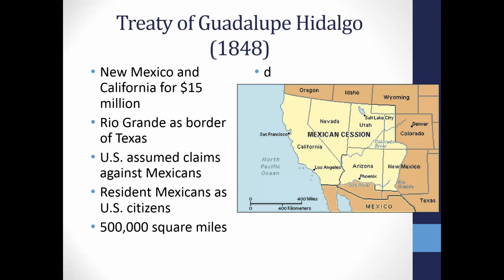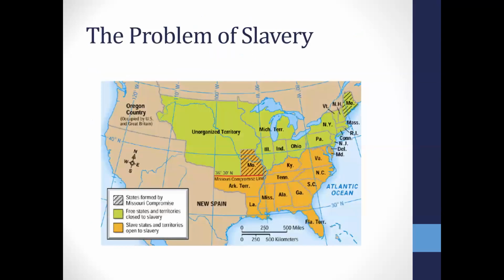And the U.S. is going to claim or assume all claims against Mexicans residing within the area and grant those resident Mexicans U.S. citizenship, whether they wanted it or not. Now, this is going to, again, kick off some escalating tensions between North and South over slavery.